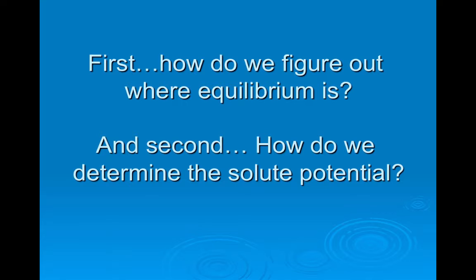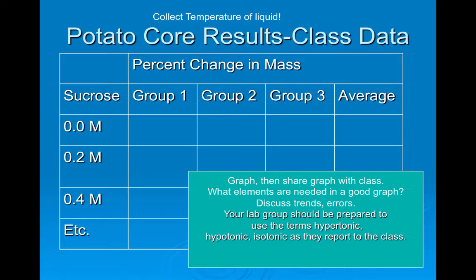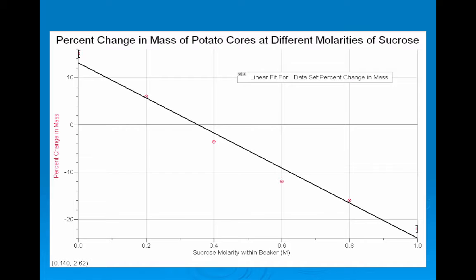So how do we figure out where equilibrium is, and how do we determine the solute potential? Do we have to make 100 solutions? No, we make a spread of solutions, and then we calculate percent change in each of those. Then we do a best fit line, looking for where the line crosses the x-axis. We take that down to the sucrose molarity, and we can calculate here on this best fit line a sucrose molarity of about 0.36 molar sucrose.